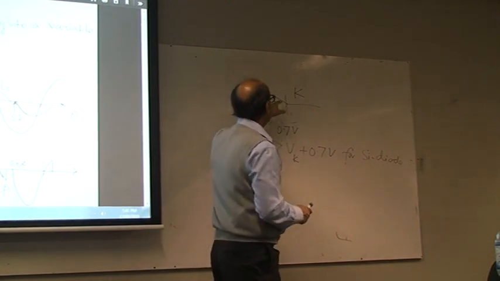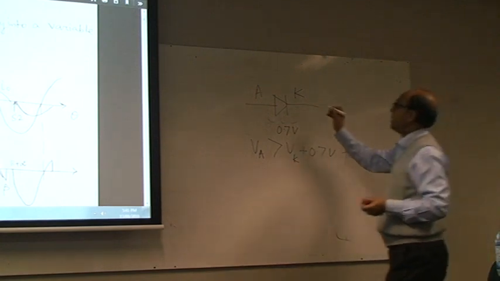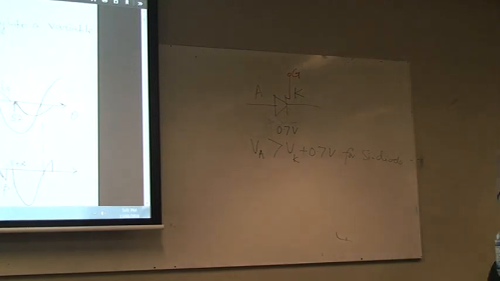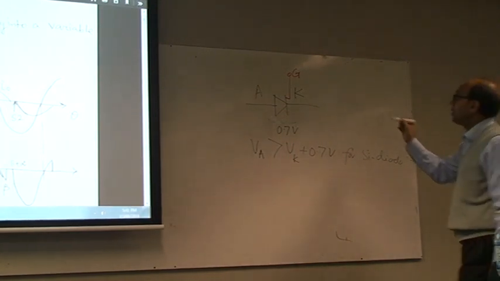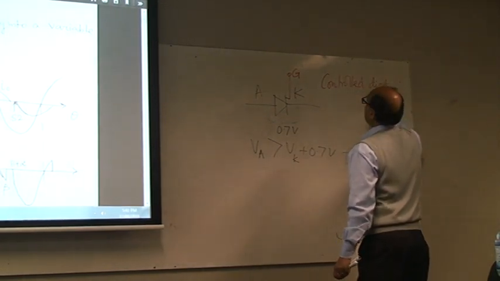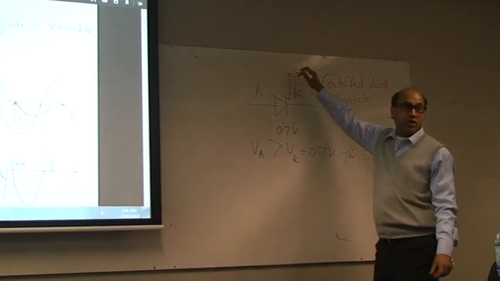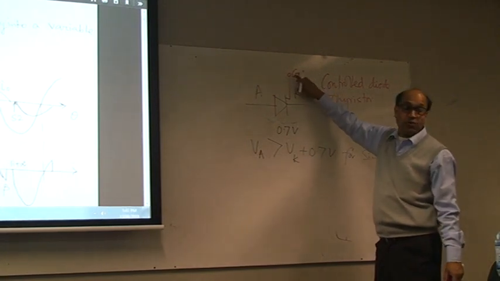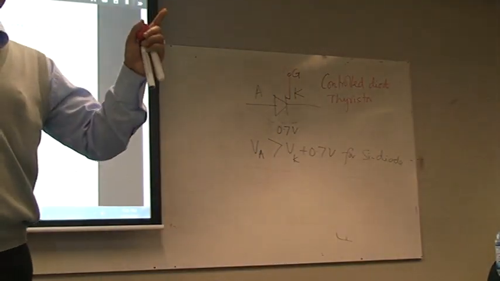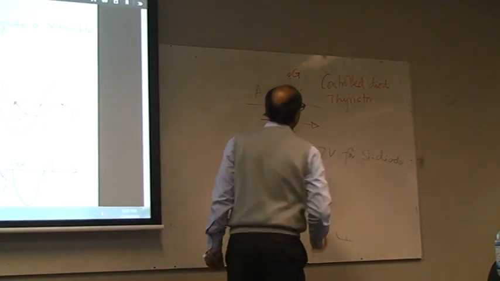But if I have a device where it doesn't matter what the anode voltage is with respect to the cathode, unless I control it by another voltage with respect to this G to K, then it becomes a controlled diode. Okay? So you still need the 0.7, but you also need to give a voltage at the G, which is called the gate, with respect to the cathode. But the direction of the current remains the same, anode to cathode. So current will always flow like that.